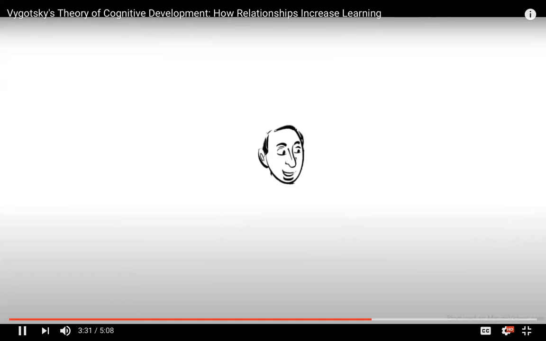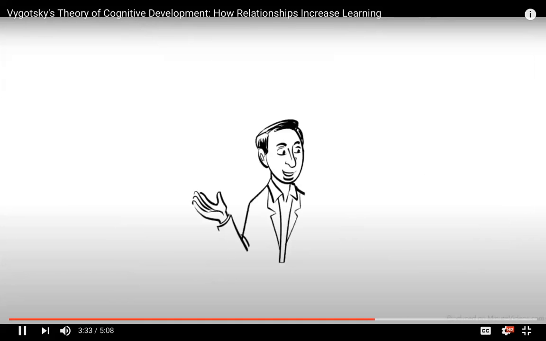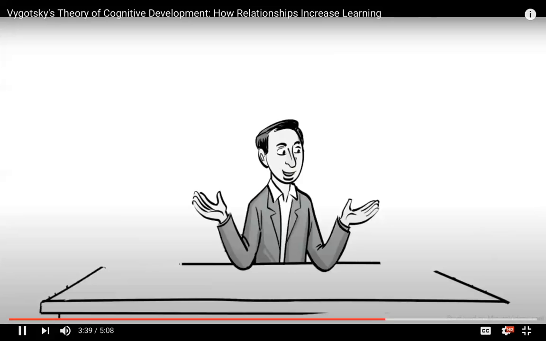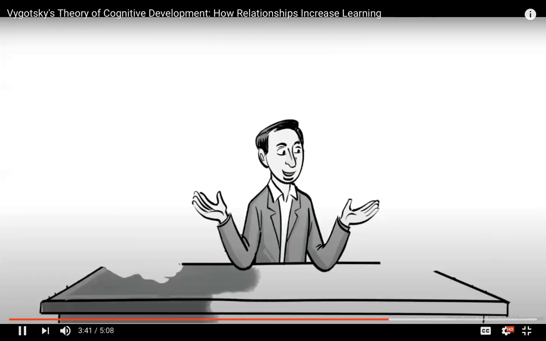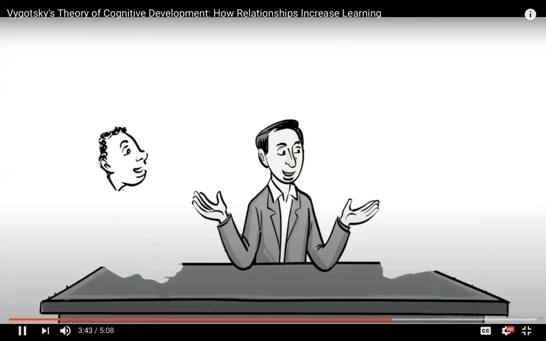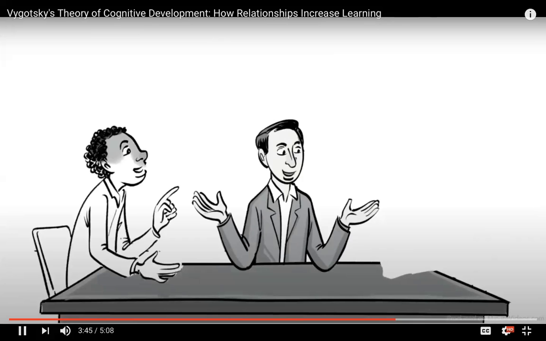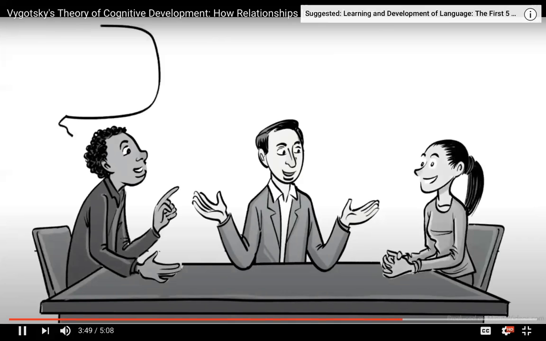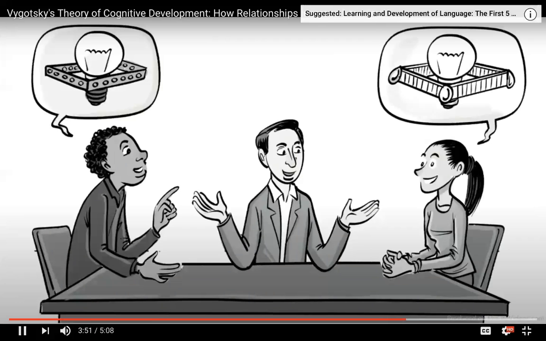Lev Vygotsky died of tuberculosis in 1934, at the age of 37. Despite his young age, he became one of the most influential psychologists of the 20th century. He left the following advice for educators. By giving students practice in talking with others, we give them frames for thinking on their own.